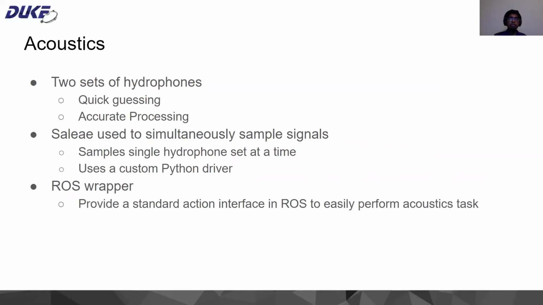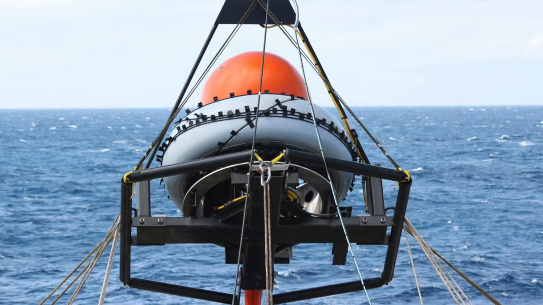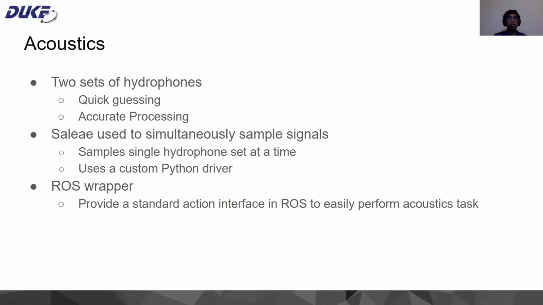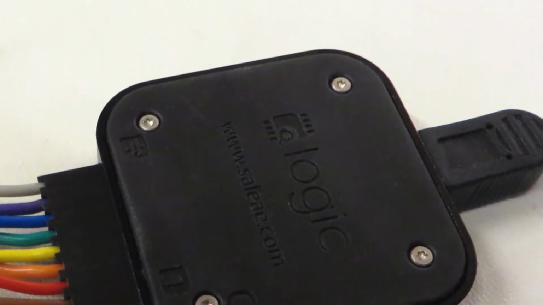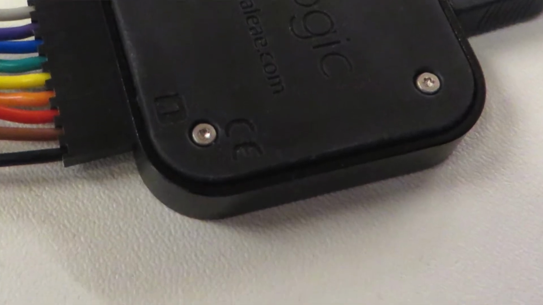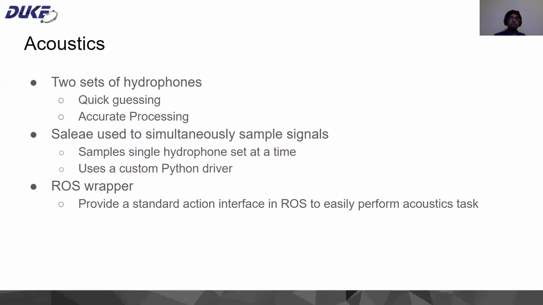Our acoustic subsystem consists of two separate sets of hydrophones, each used to sense the acoustic waves that the underwater pingers produce. One set is used primarily for making a quick guess of the quadrant relative to the robot that the pinger is in. This is then used as input to our processing algorithm. This algorithm uses the other set of hydrophones to make an accurate determination of the location of the pinger. To actually sample the hydrophones, we use a Saleae Logic 8. This allows us to simultaneously sample the hydrophone set. This connects to our computer via USB, and we have Python hardware drivers that interface with it. To simplify the overall external-facing acoustics interface, we provide a simplified ROS action for higher-level subsystems to interface with acoustics.